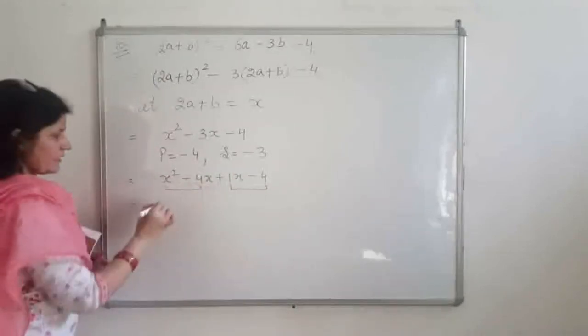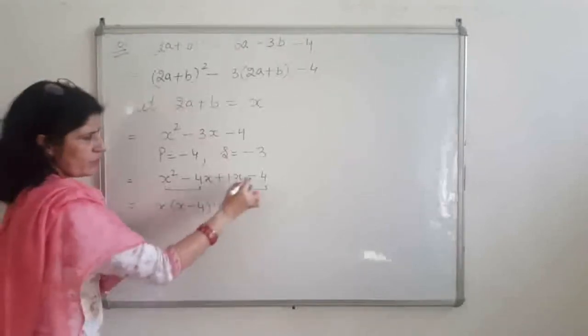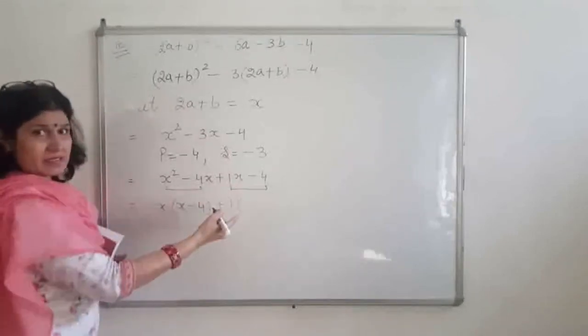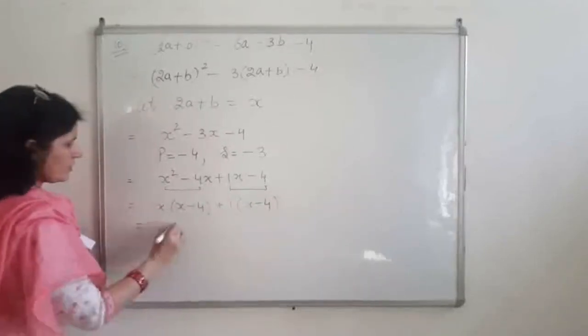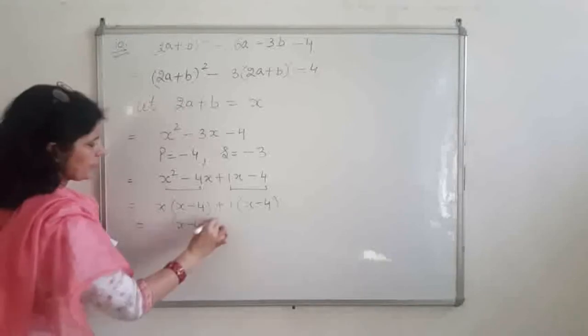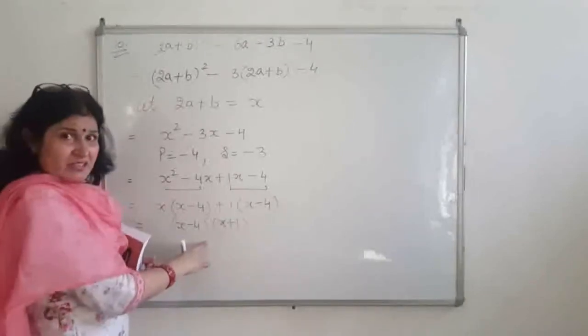From the first group, x is common: x minus 4. From here we take 1 common because nothing else is there. So x minus 4. Now further common, x minus 4 and x plus 1. These are the two factors. So is it the answer?